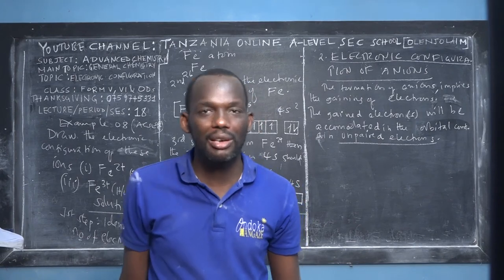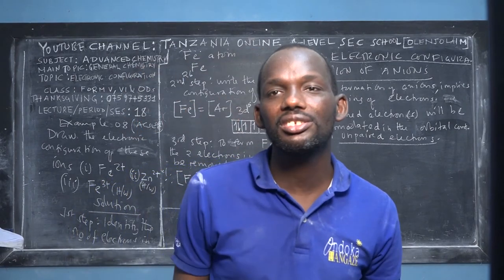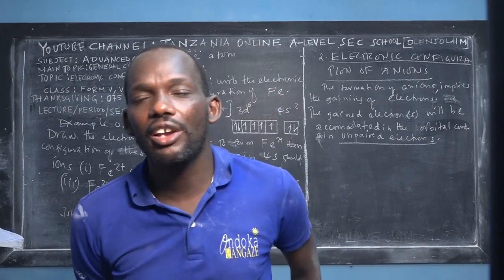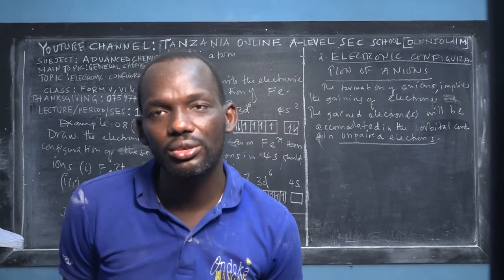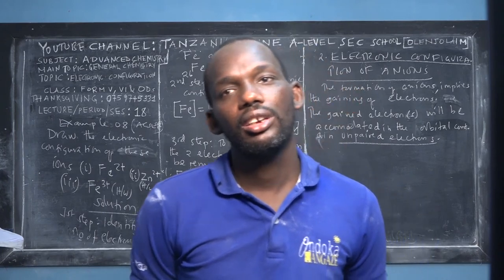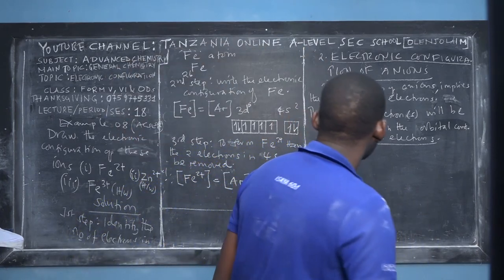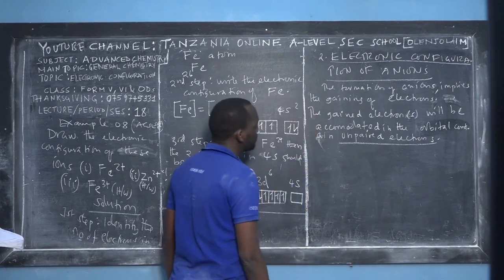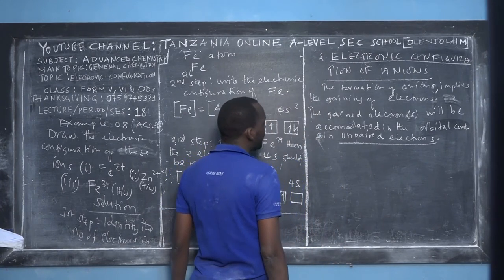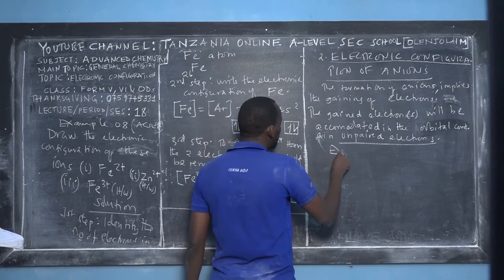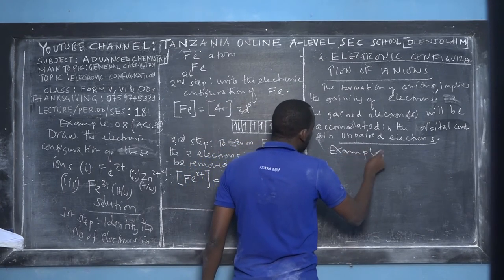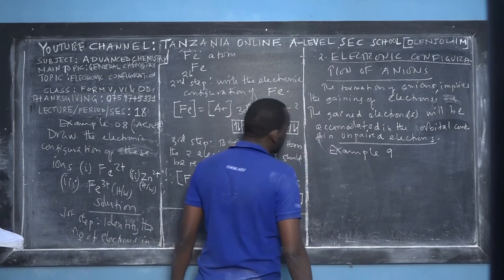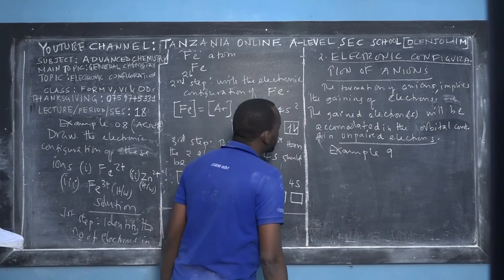We add electrons, for example, chlorine gains 1 electron and forms chloride ions. Oxygen gains 2 electrons and forms oxide ions. Those are the simple elements you can think of. Fluorine gains 1 electron, so it forms fluoride ions. So let us go to the example. This is example 9, and it will be the last for this lecture.